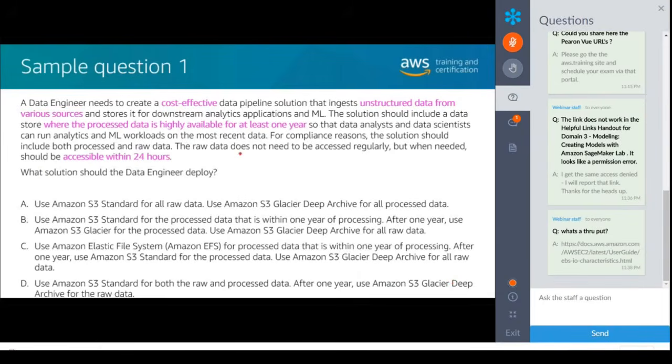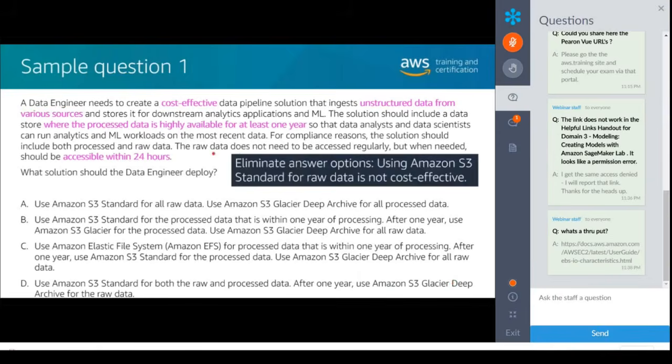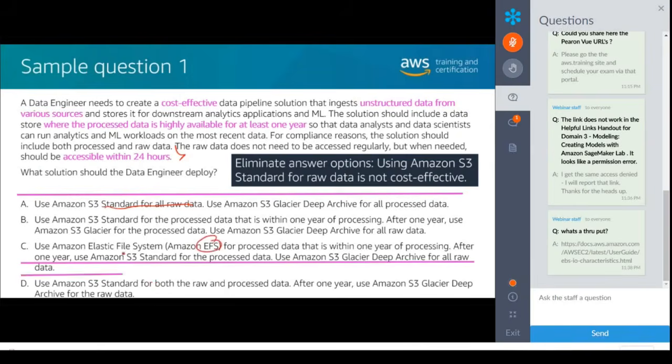yeah, what can we eliminate? Well, S3 standard for raw data is not cost effective, right? We don't need to actually have access to raw data. Well, it says within 24 hours. So S3 is a little bit overkill for that. So there's this option that says S3 standard for raw data. So maybe we don't like that. That's supposed to go through answer A here. And EFS is even more expensive and more online. So again, this is supposed to go through question C, answer C here. Sorry about that.